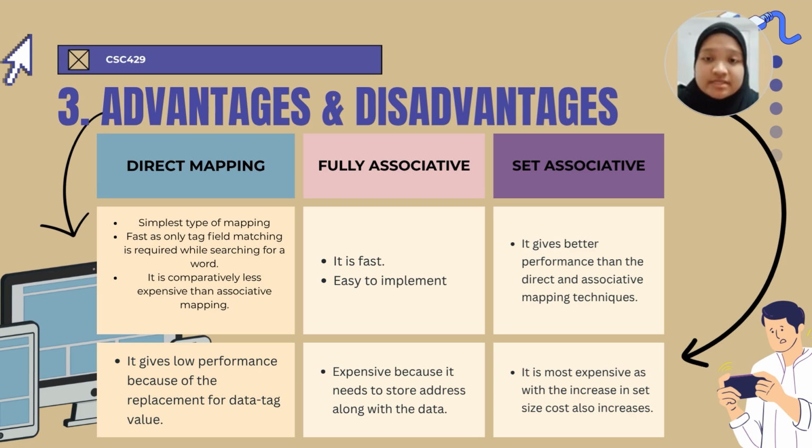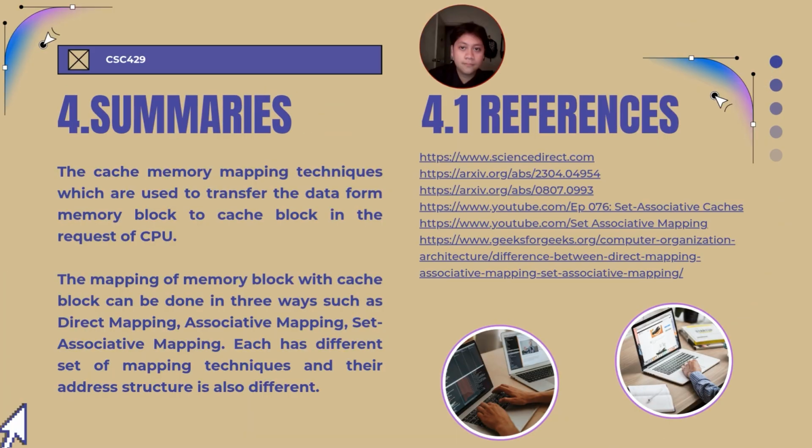And next is fully associative. It's fast and simple to use. You can put data anywhere in the cache, but it's much more expensive because it needs to store extra information like the full address. And lastly is the set associative. This one gives better performance than the other two because it's much more flexible. But the downside is it's the most expensive because as the set size gets bigger, the cost also increases.